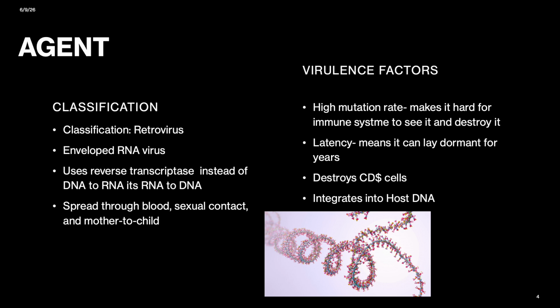So the agent. The classification is that it's a retrovirus, an enveloped RNA virus, which pretty much means it has an outer bubble layer. The envelope helps HIV attach to and enter human cells. Enveloped viruses are generally easier to kill with soap, disinfectants, and drying out because the envelope is fragile. If the envelope is damaged, the virus usually can't infect those cells. It is spread through blood, sexual contact, and mother to child.